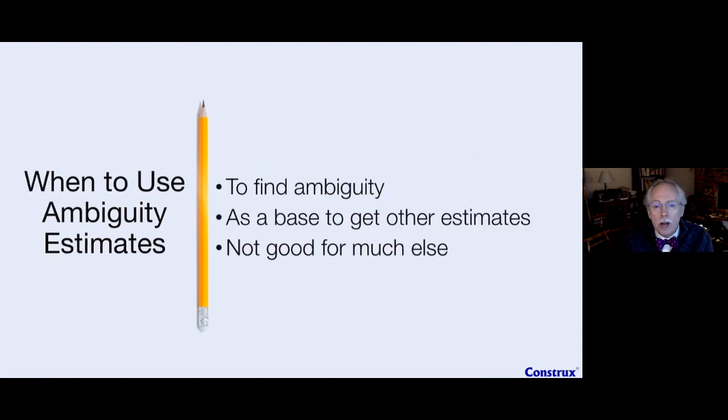So when do I use ambiguity estimates? I like to use ambiguity estimates, really, let's face it, to find ambiguity. That seems like a killer deal right there, to help find ambiguity. And this is how things like story points are supposed to work. If you're using story points so that one story point equals one effort hour, or one story point equals half a day, you're not doing story points the way they were intended, in my opinion. They were intended primarily to find ambiguity.